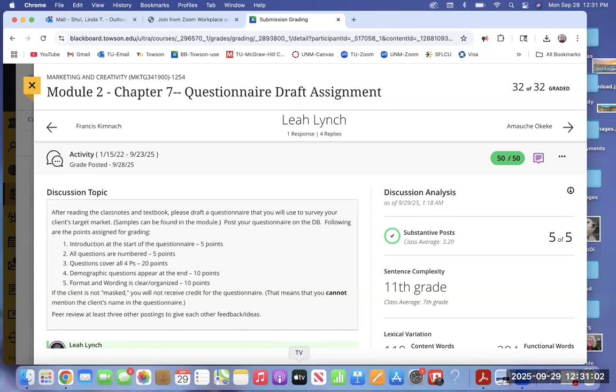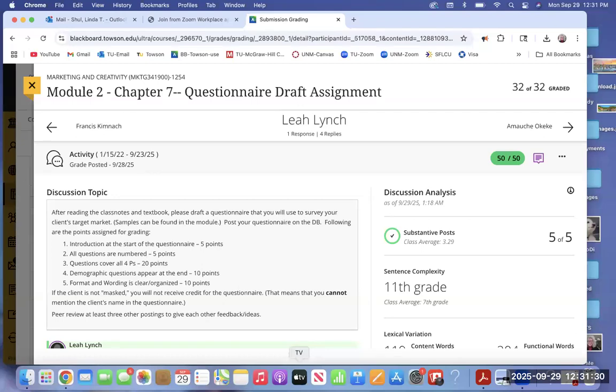Let's start with, why are we drafting a questionnaire? A questionnaire is part of the market research tool. You will be studying your customer because we know the customer is central to all of the marketing mix. The 4 Ps happen around the customer. So we really need to understand the 4 Ps in relation to the customer of your client.